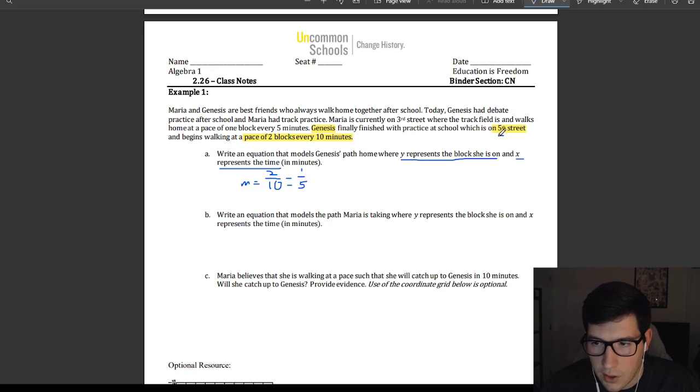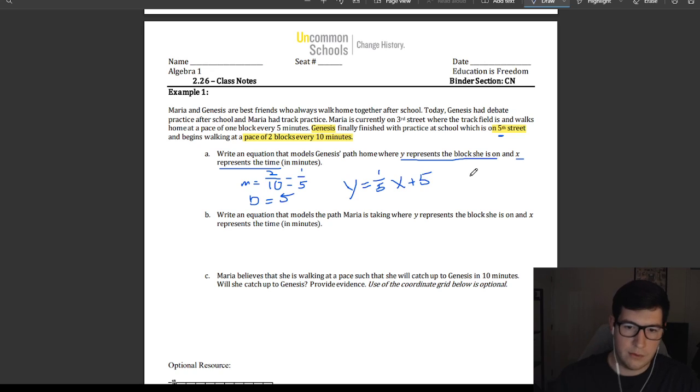And I also know that she's on 5th Street here. So this 5th Street is actually going to represent my y-intercept. Because remember that if she hasn't started walking yet, that's where she is. She's on 5th Street. So if I were to write these both into my equation, I'm going to know that my b value is going to be 5. And I have my slope, so I can very nicely just go ahead and write this in slope-intercept form as y is equal to 1/5 x plus 5. Perfect.